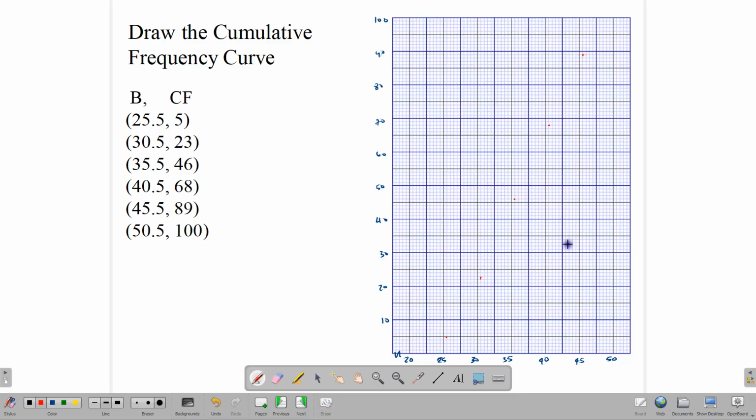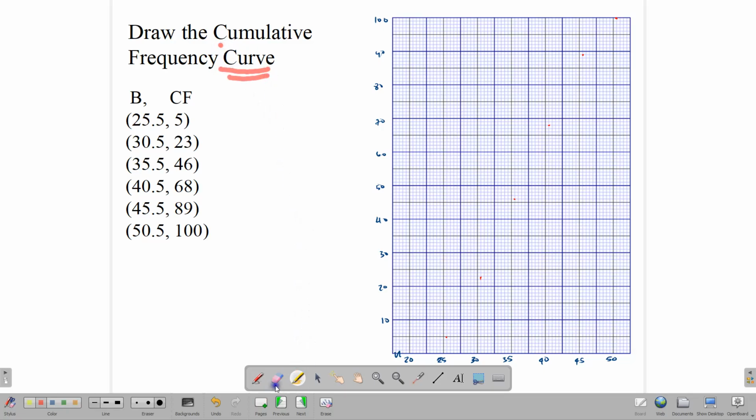And then our final point, which is 50.5 to 100, goes all the way up here, right on the top of our graph. Now that we have put in the points, we need to put a smooth curve through them. And remember, it's a curve. It's called a cumulative frequency curve, emphasizing curve.